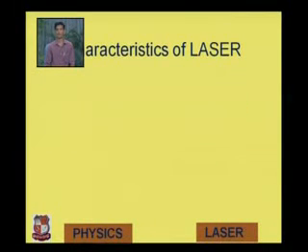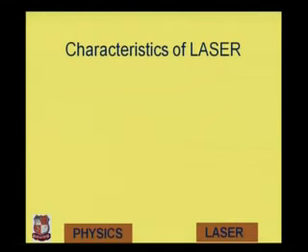Now, why is this laser different from ordinary light? We have ordinary light sources like tube lights, incandescent bulbs, CFL bulbs, and so on. So what is special in the laser? There are some special characteristics of the laser, and that's why the laser is more popular apart from your ordinary light like your bulb as well as your tube lights.